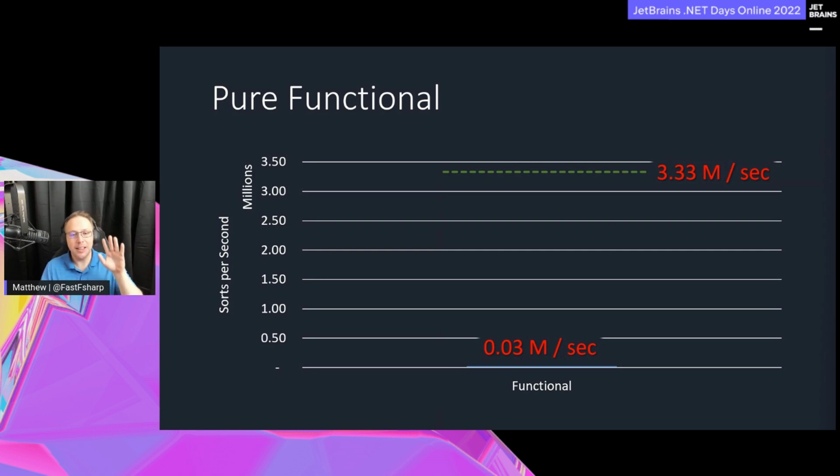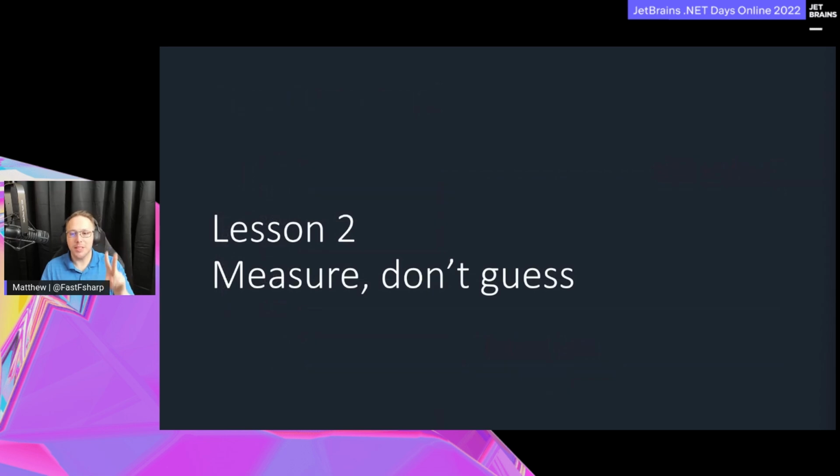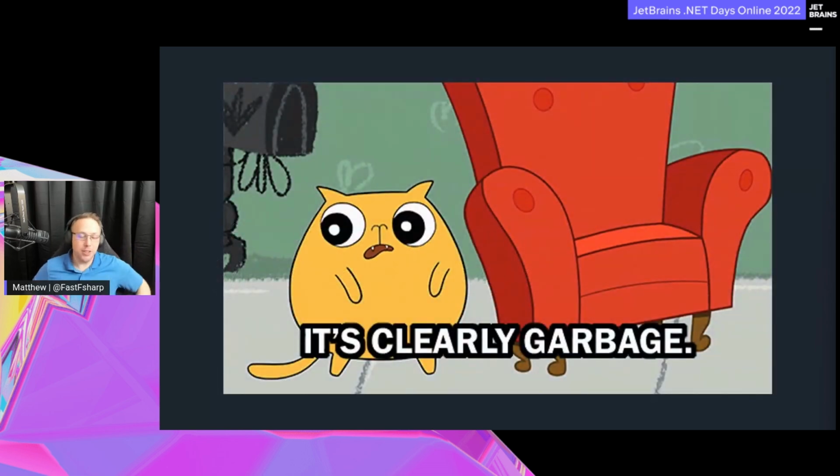Now, second lesson I want you to take away from this is that we are measuring, not guessing at our performance, right? So we're using Benchmark.NET in the background to actually take our code, implement it, and benchmark how fast it is. So lesson 2, measure, don't guess. Now, some of you may say, like, Matthew, your solution is clearly garbage. You're so far off the goal. Why do you even give up hope? Clearly, you need to move to a different language. Well, we're not done. We're not done.